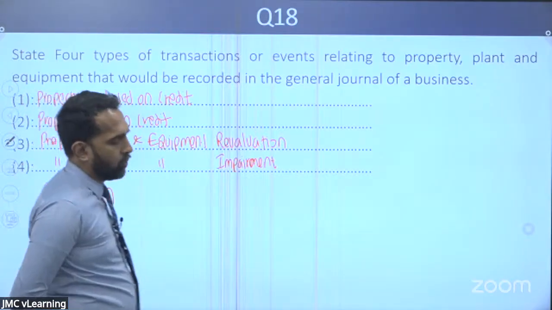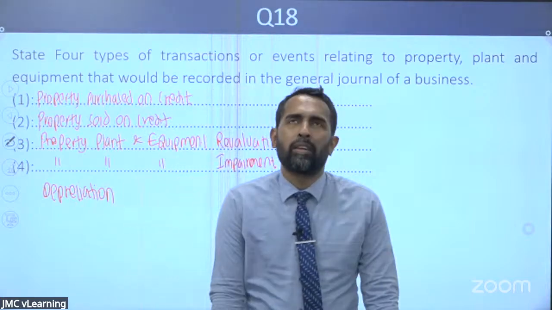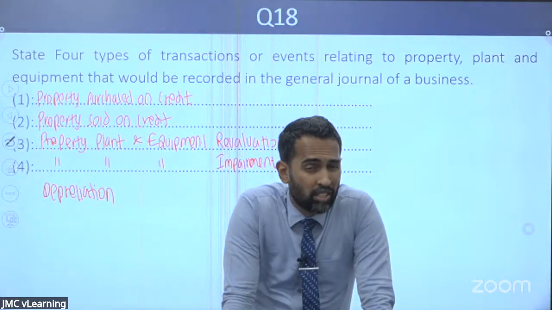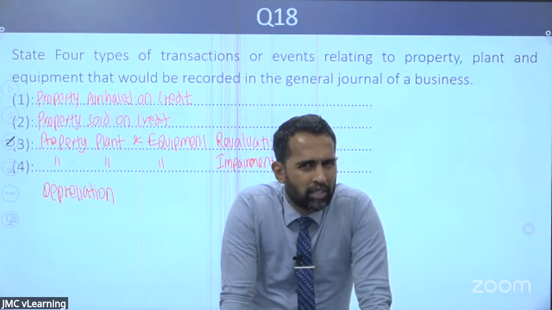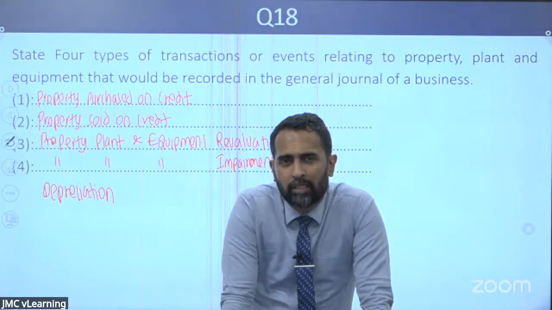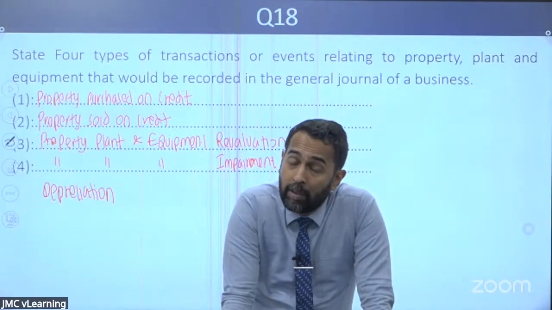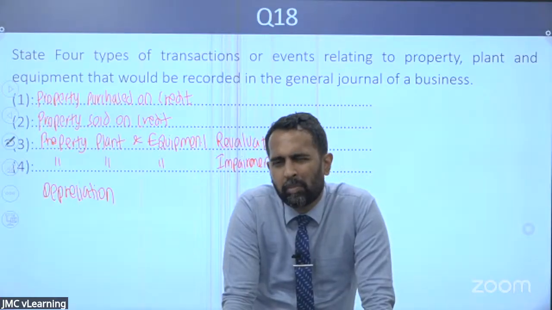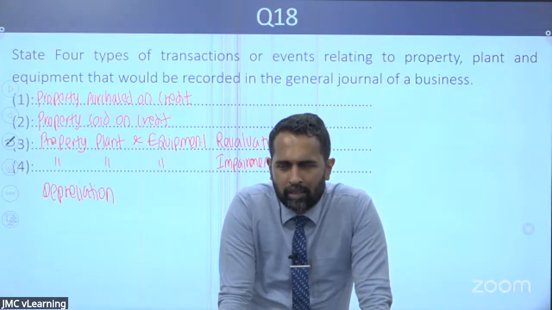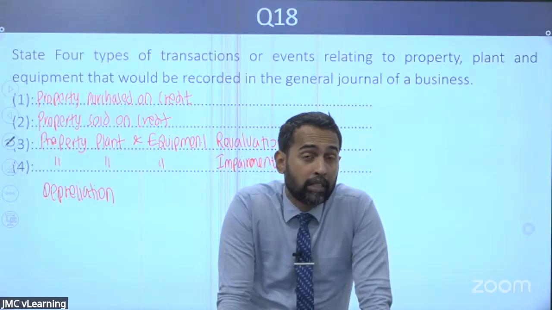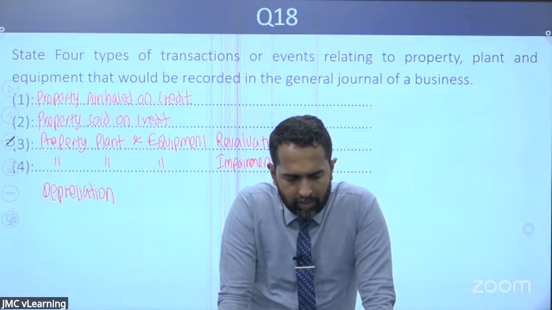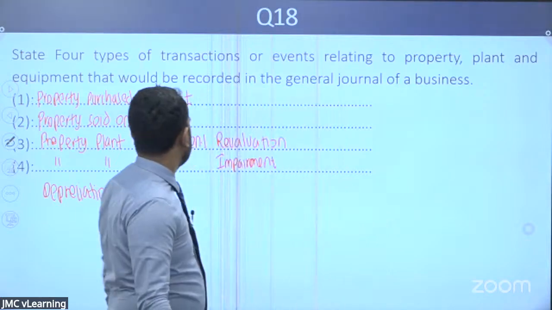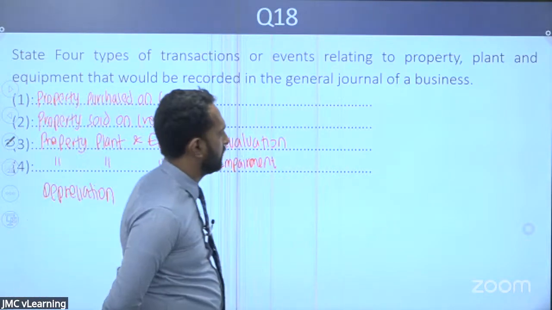Right. So these are property, plant, and equipment related double entry transactions that are recorded in the general journal. That includes PPE purchase on credit, PPE sold on credit, depreciation, revaluation, impairment. Impairment means the value declines. For example, if a vehicle met with an accident, because of the accident the value should come down. That loss is called the impairment. So you got the answers.